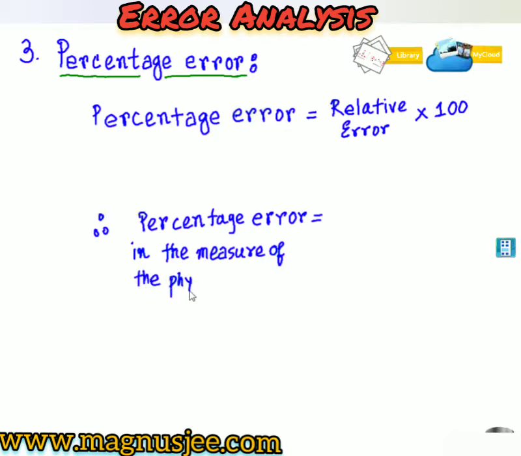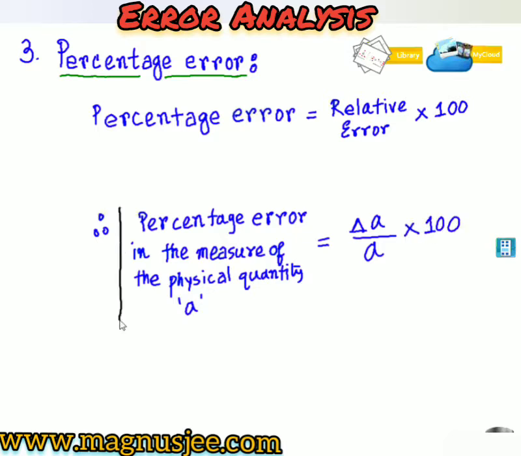So here it is written in the measure of physical quantity, but it should be in the measurement of the physical quantity A equal, should be in the middle, equal delta A divided by A into 100. Delta A by A is the relative error and it is multiplied by 100. So we get the expression of percentage error in the measurement of the physical quantity A.